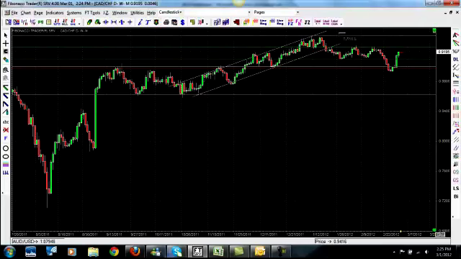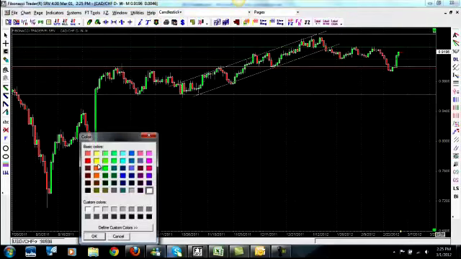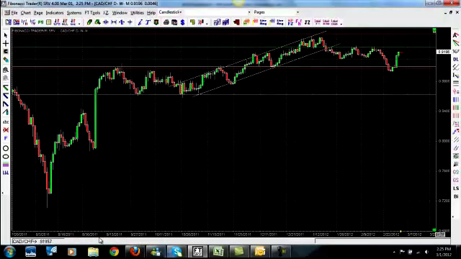So I usually put it like 30 pips higher than that. Let's say 94.34. Okay. And I'm going to color that red. That's going to be a stop.